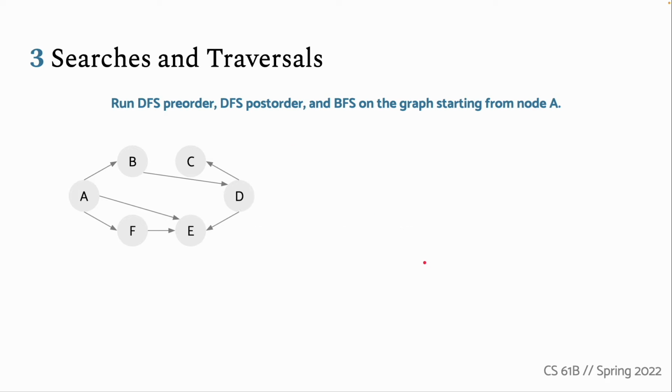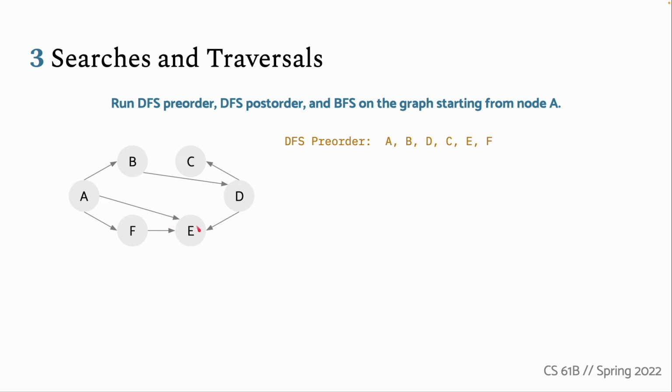Okay, let's go over it. So for DFS pre-order, we're going to start with A, and that's our first item, and then we're going to go to B, and B is our second item. Now we're going to continue going down this path to D. That's our next item, and then to C. And now that C has no more children, let's go back to D, and D has another child, so now we can add E to our list.